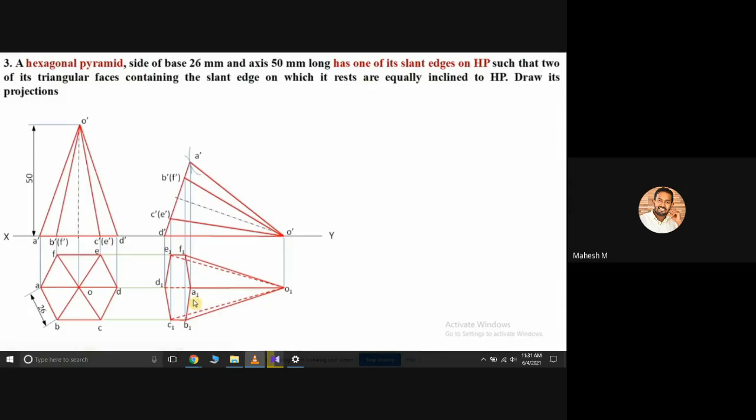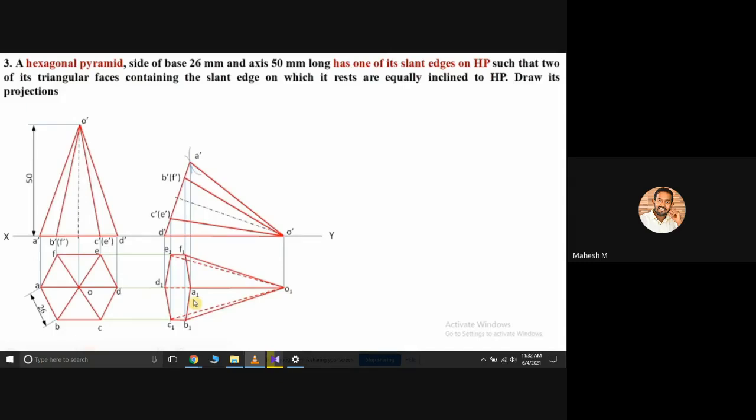So நான் சொல்ற உங்களுக்கு டிஃபரன்ஸ் புரியுதா? Same diagram, same component, but it is having a different conditions. We have already discussed about hexagonal pyramid, but in that condition, only axis is inclined at a 30 degree to HP. Here it is the same hexagonal pyramid, but slant edge is on HP. Same hexagonal pyramid la triangular face on HP அப்படிங்கிற problem வரும்.